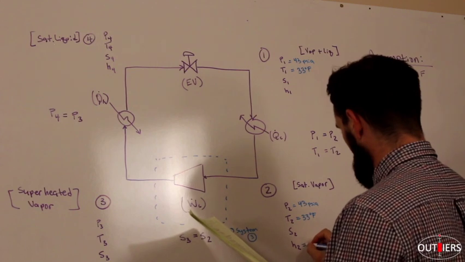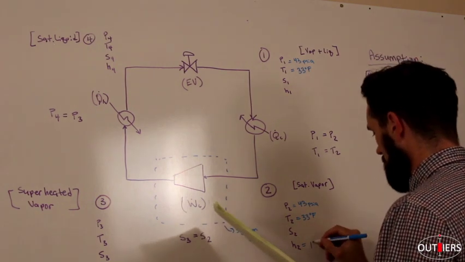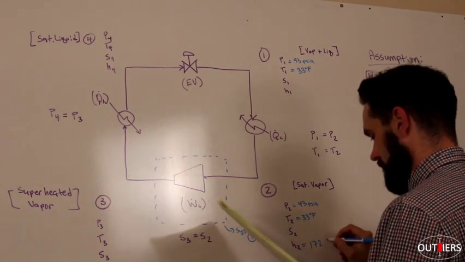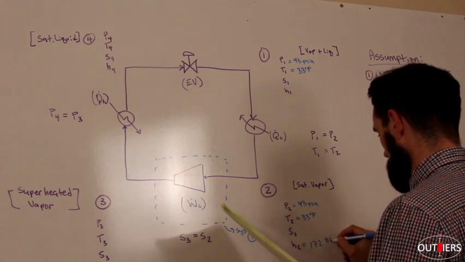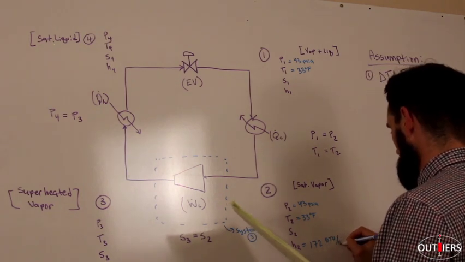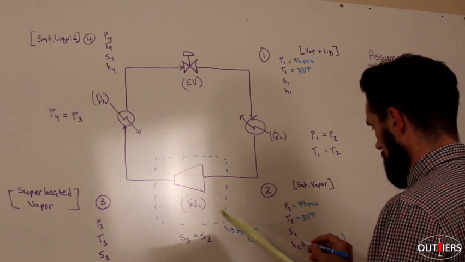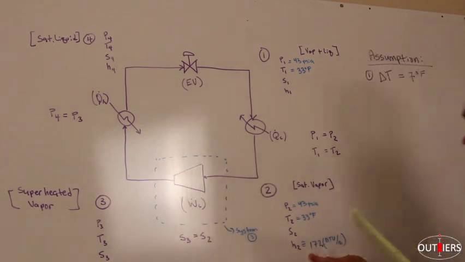The enthalpy here is 172 BTUs per pound. And I put roughly in my notes probably because I rounded that. Okay.